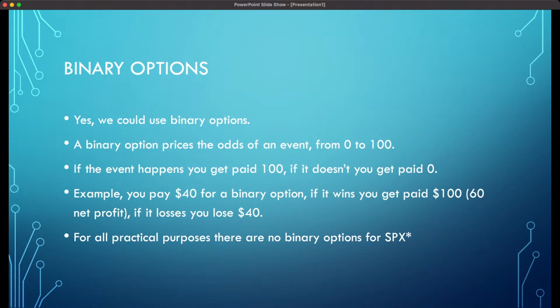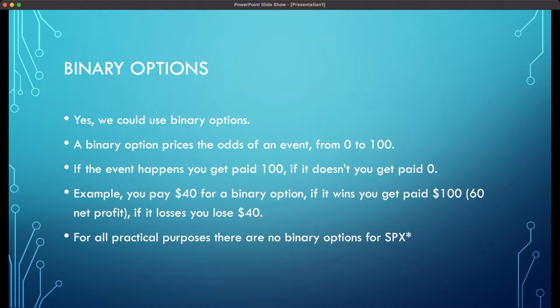A binary option is just an option that is priced between 0 and 100. The option pays either $0 or $100. It's a bet on a particular event. If the event that we are thinking of actually happens, you get paid $100. If it doesn't, you get paid 0. So it behaves like a normal option, but notice that the amount of money that you get paid is known in advance. You get paid $100.